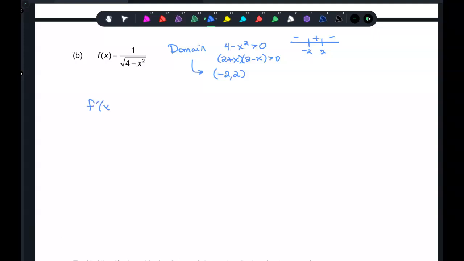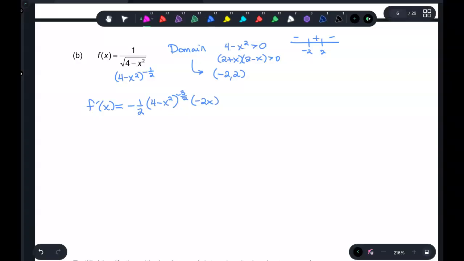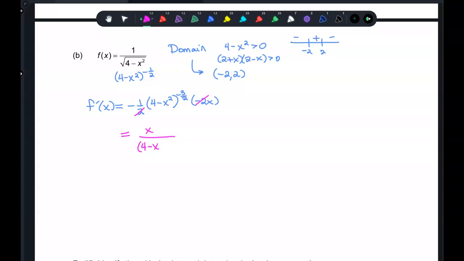And now let's do the derivative. So I'm going to keep this with a negative. I'm going to do negative 1/2. So negative 1/2, 4 minus x squared to the negative 3/2. Don't forget chain rule. Don't forget the times negative 2x. Okay, the half and the negative 1/2 and the 2 will cancel. So I have x over 4 minus x squared to the 3/2. I want to see where f prime is equal to 0 and where it's undefined.